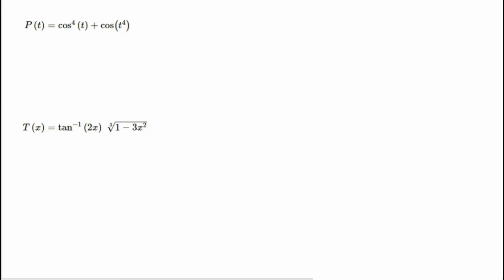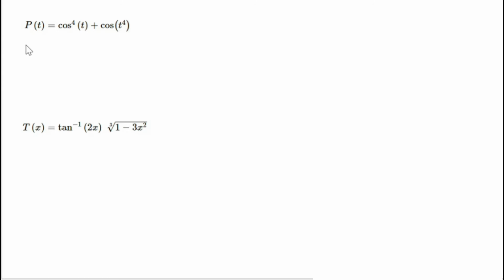So next one we have p of t is equal to cosine to the fourth power of t plus cosine of t to the power of 4. So it looks confusing, but take note, the first term we have the trigonometric function raised to the power of 4, while on the second term it is the measurement of the angle t that is being raised to the power of 4. So actually the two terms are not the same.